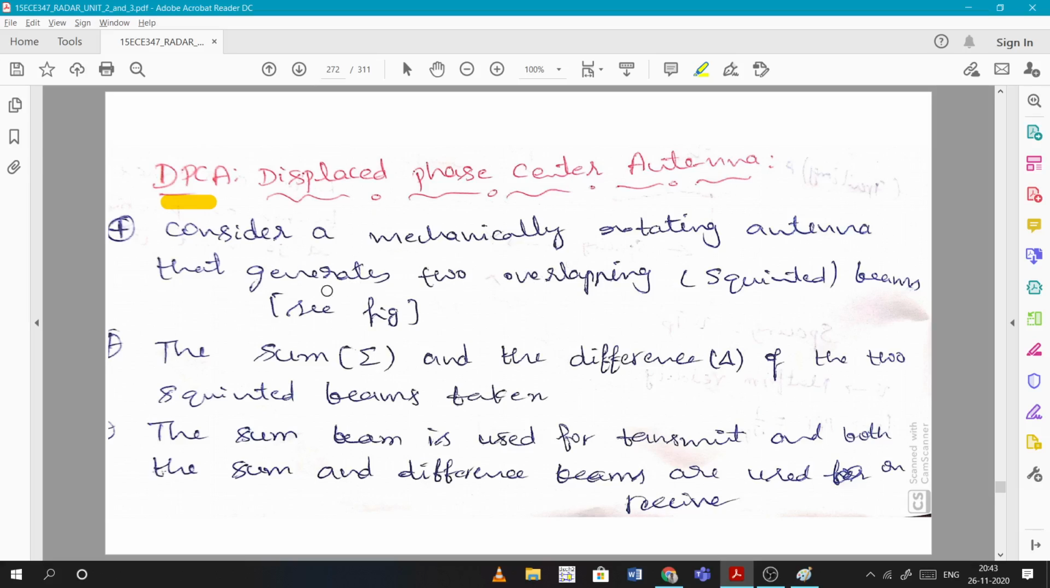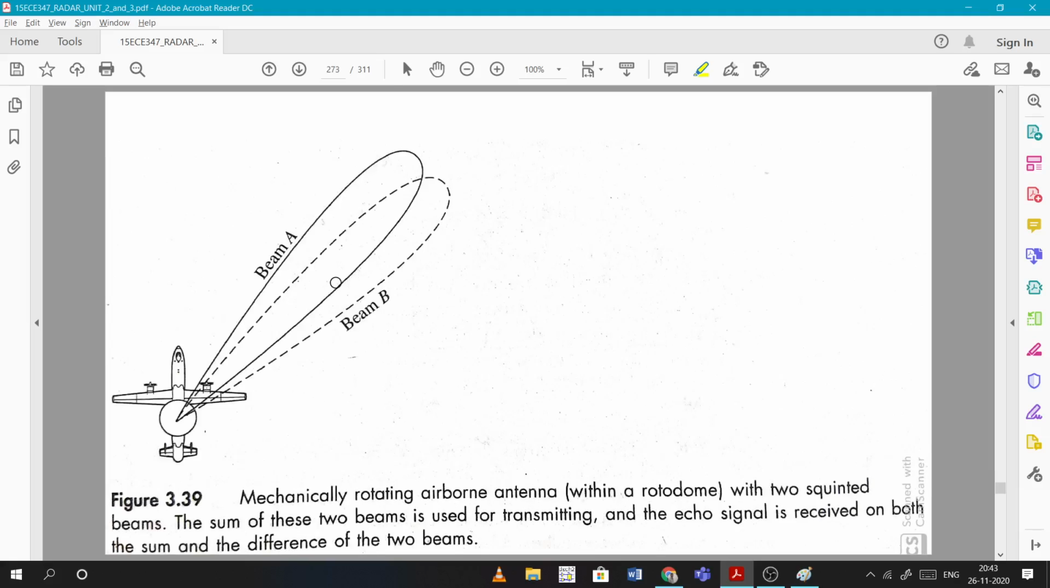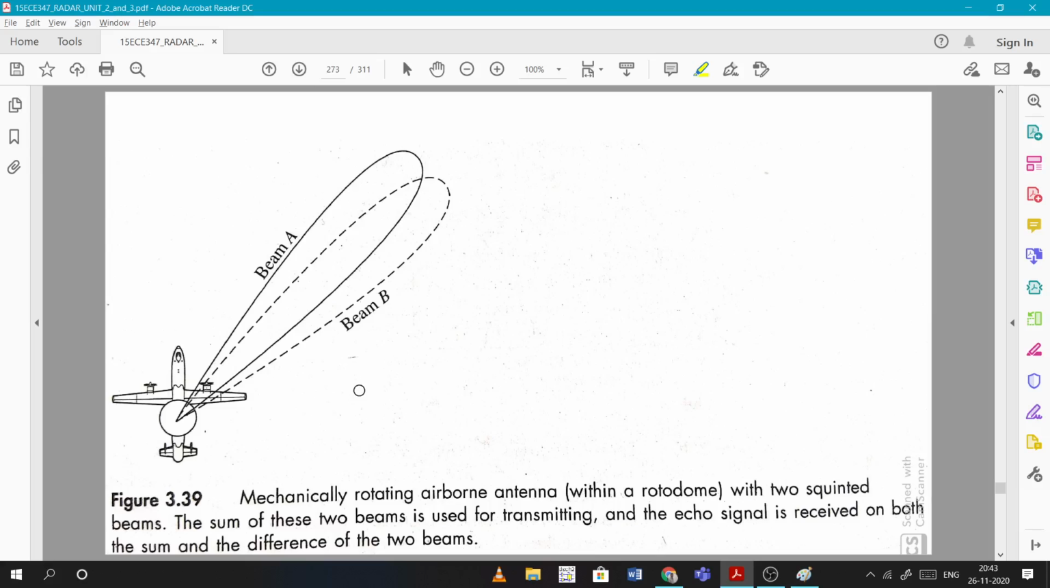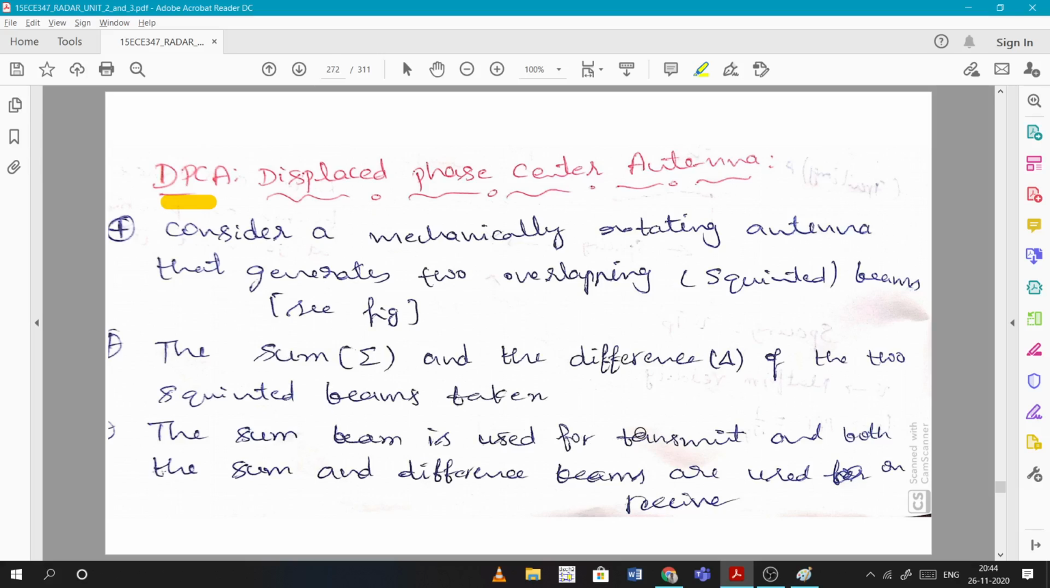Consider a mechanically rotating antenna that generates two overlapping squinted beams. So two beams will be generated. One is the sum and the other is the difference of the two squinted beams. Like beam A and beam B, one will take beam A plus beam B, and the other will take beam A minus beam B. The sum beam is used for transmit, and both the sum and the difference beams are used on receive.